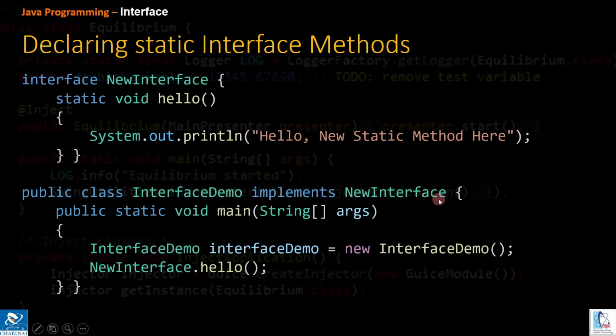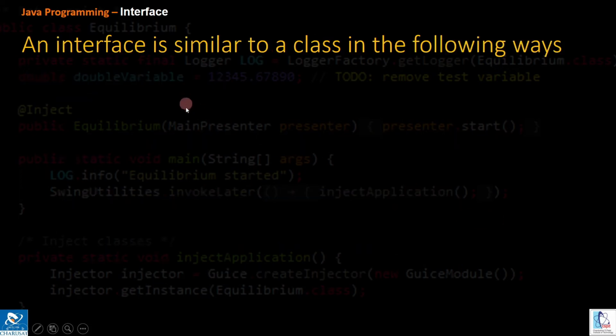It could be referred like this: interface demo implements new interface. This is a class which we have declared, and inside the main, we are just creating the object of this class, that is the interface demo. But this is not required to call the static method. We don't require a reference to call the static method. We just have to use the name of the interface or the name of the implementing class, that is interface demo.